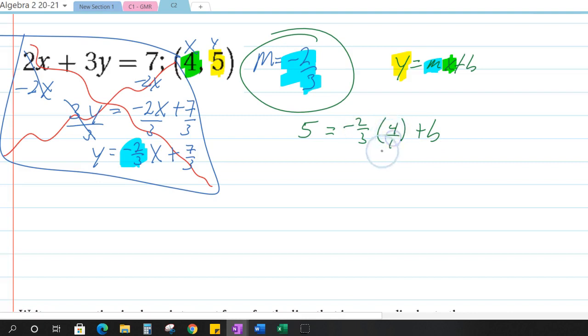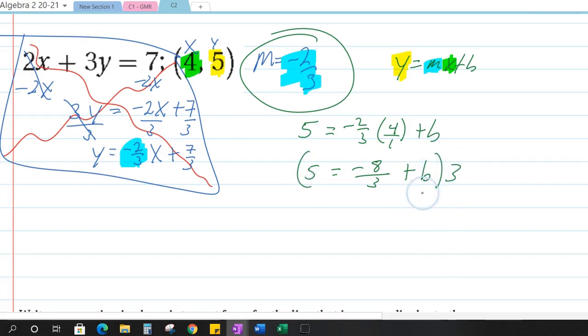Negative 2 times 4, which is over an invisible 1, gives me negative 8. 3 times 1 is 3. Multiplying fractions, multiply straight across. Negative 8/3 plus b is equal to 5. I need to move the 8/3 to the other side. Some people that don't like to add and subtract fractions can multiply everything by 3 in order to get rid of the fraction.